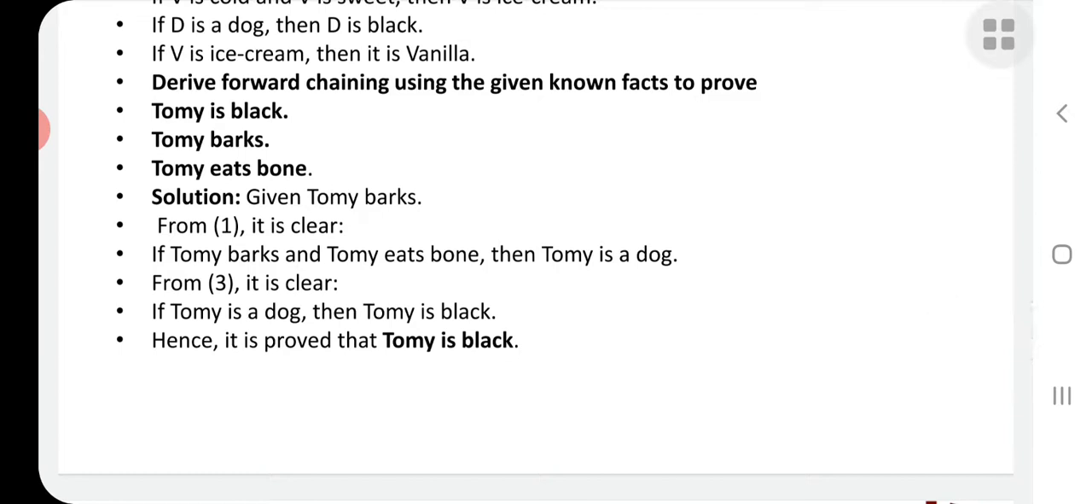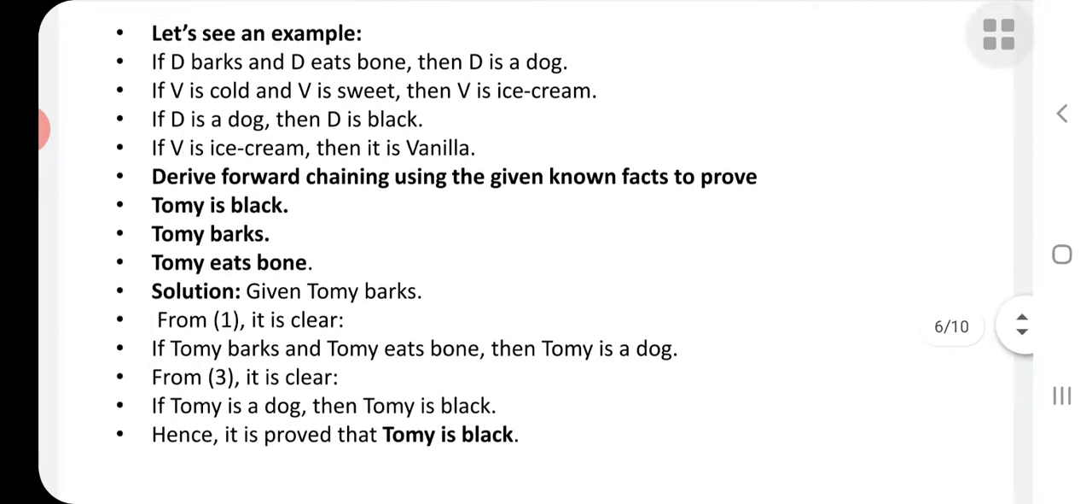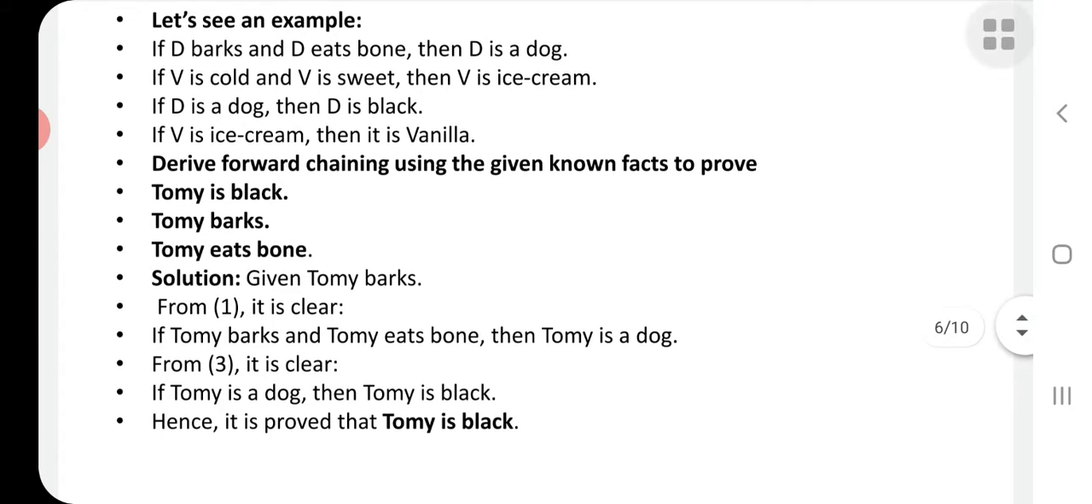So, given Tommy barks, first is Tommy barks. How will you prove this? Yes, Tommy barks, from statement one. The first statement says if D barks and D eats bone, then D is a dog. So you can replace D with Tommy: if Tommy barks and Tommy eats bone, then Tommy is a dog. From 3 it is clear.